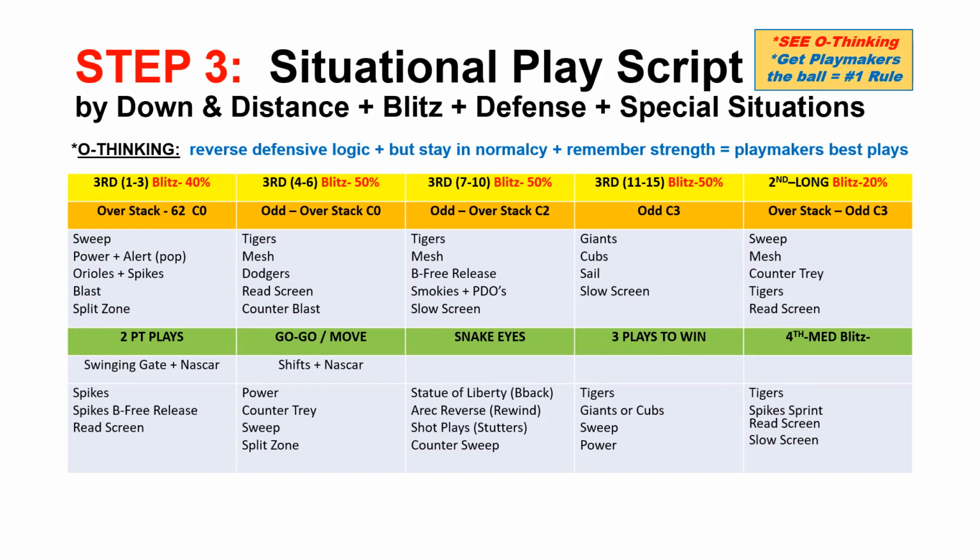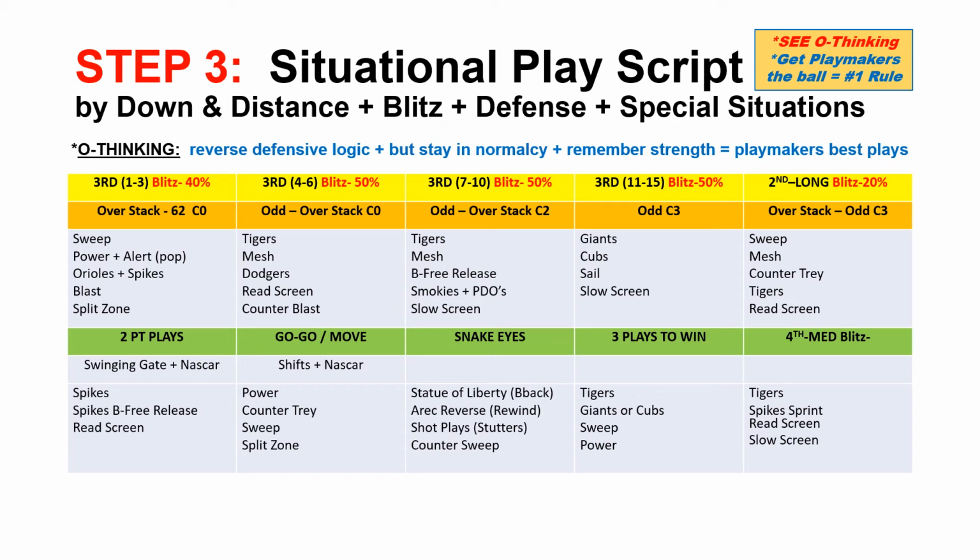For the special situations, always trying to have our 2-point plays ready to go, a minimum of 3 of those ready. We want to be able to use our go-go tempo where we just repeat and go super fast. So these are our core plays that we'll like to do that out of. Plus then, we want to use some movement shifts in our NASCAR. Snake eyes, these are kind of your trick plays or gadget plays. And then 3 plays to win.